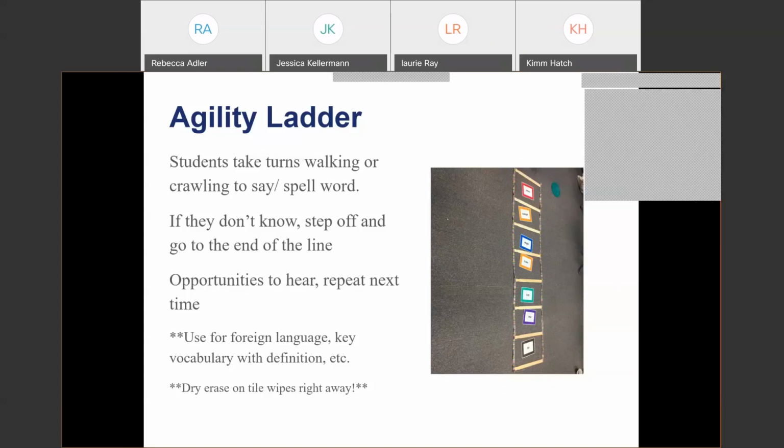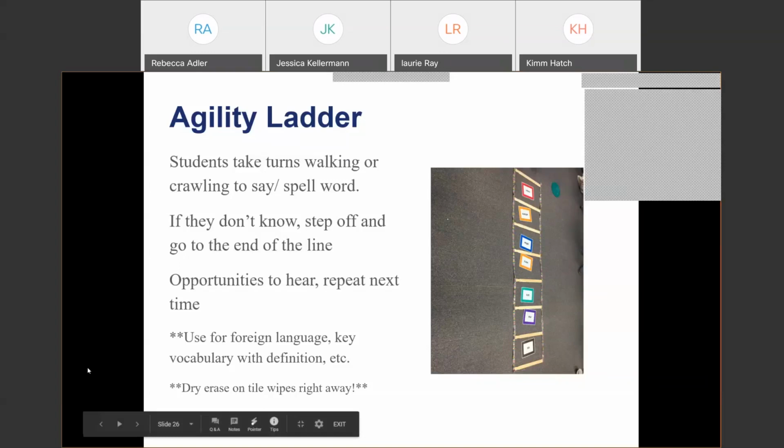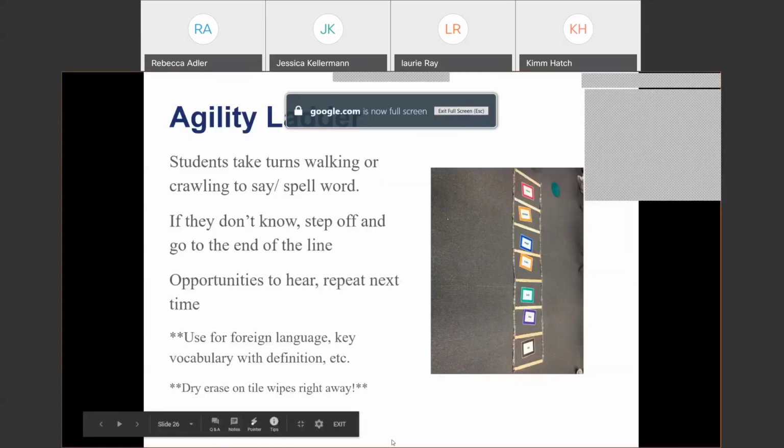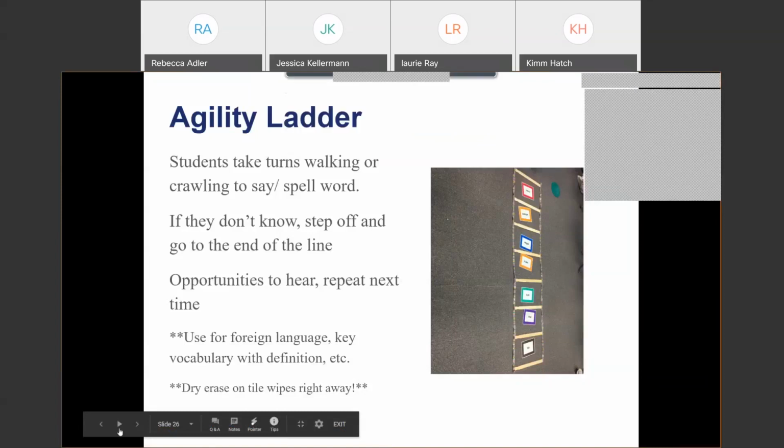But even then, if you arrange your students in an efficient manner along the sides, they'll have the opportunity to hear and repeat on the next time. So multiple opportunities to learn, not just when it's their turn in line. You could use it for foreign language, again, vocabulary that's key to your unit. And if you don't have time or space to make the agility ladder, consider using dry erase on the different tiles in your hallways. It wipes up pretty quickly.